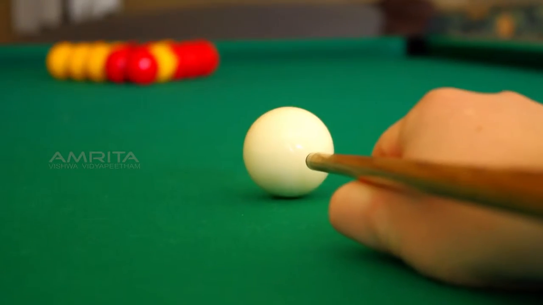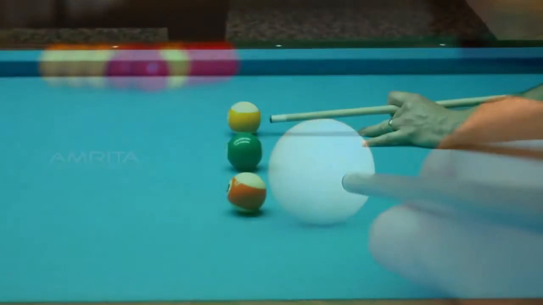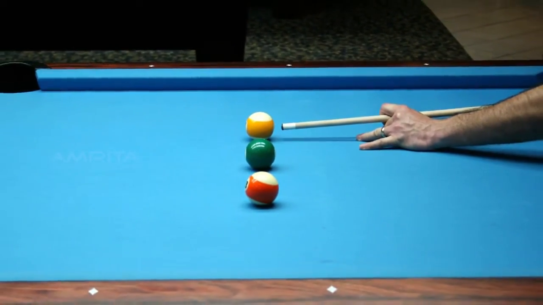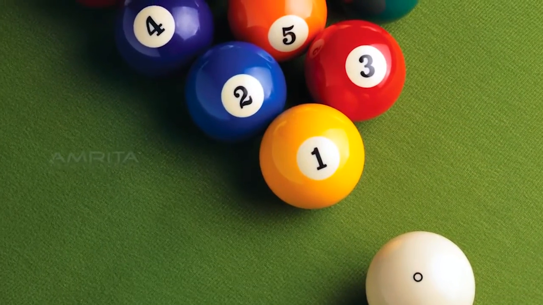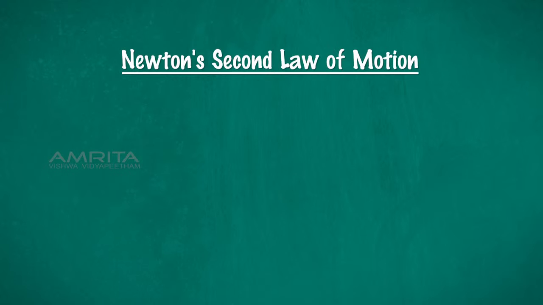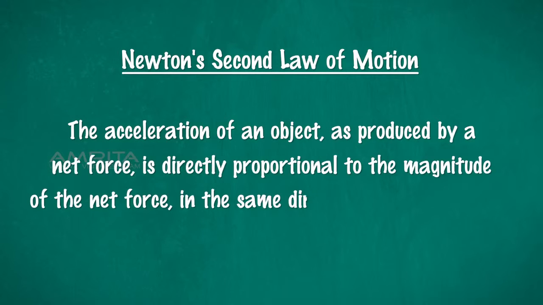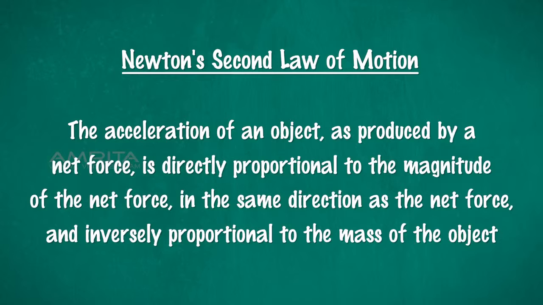The law explains the interaction of forces and objects and the way in which the motion of an object is affected by force. Newton's second law of motion can be formally stated as: the acceleration of an object as produced by a net force is directly proportional to the magnitude of the net force, in the same direction as the net force, and inversely proportional to the mass of the object.